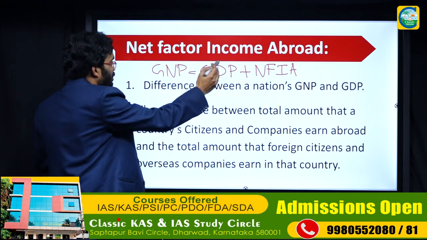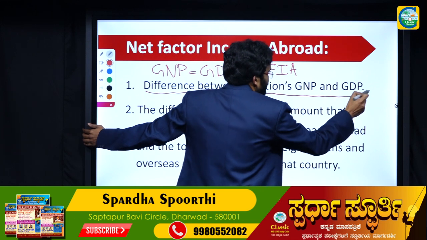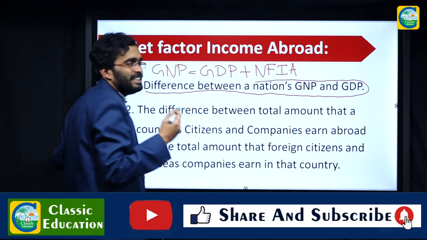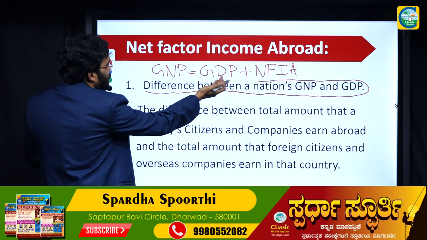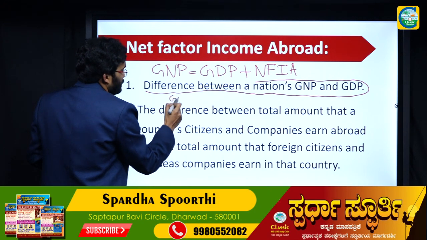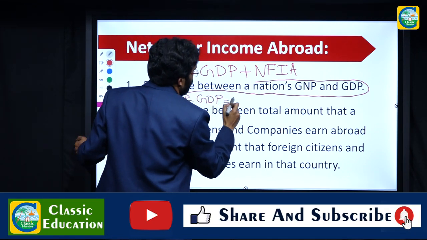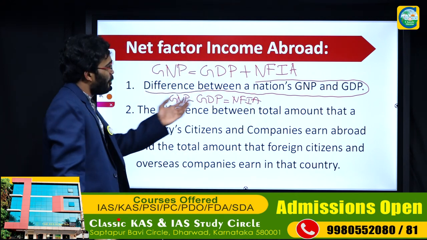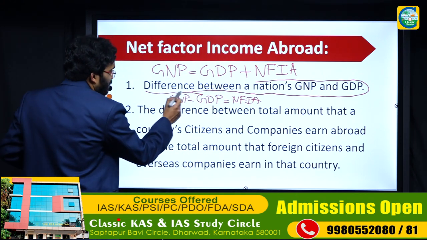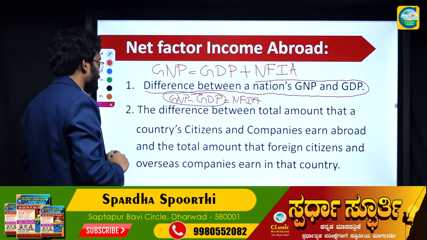So what is NFIA? It is the difference between a nation's GNP and a nation's GDP. How? You may ask, how? Simple mathematical formula. Let us bring this GDP to this side. What does it become? GNP minus GDP is equal to NFIA. So isn't it, what is NFIA? Isn't it the difference between a nation's GNP and GDP? Is this absolutely clear? Okay, let's move forward.